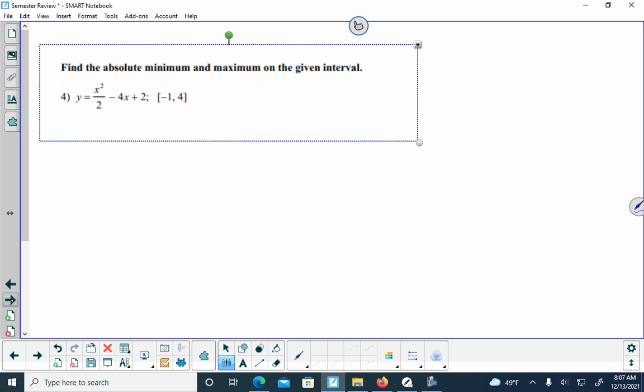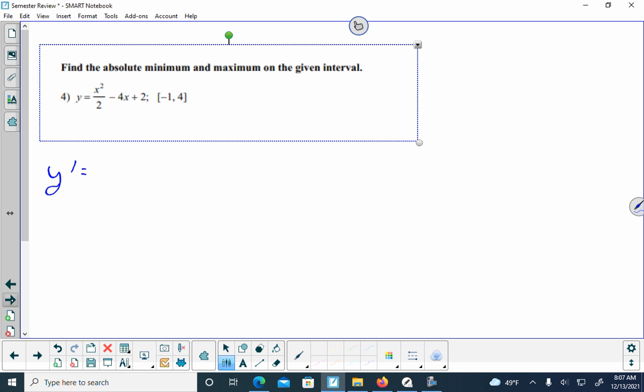All right, the next one, find the absolute max and the absolute min in the given interval. Remember, since this is a continuous function, I am guaranteed to have a max and a min on that interval. So to do that, I have to test my endpoints. So I'm going to test at -1 and 4. And I'm also going to take the derivative and test any critical numbers. So the first thing I'm going to do is find the derivative.